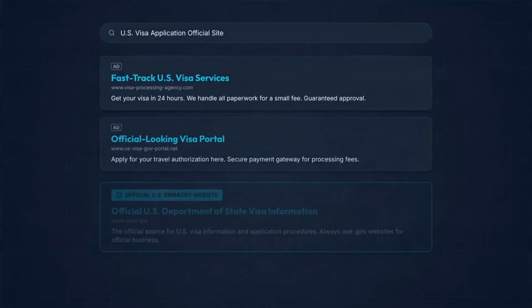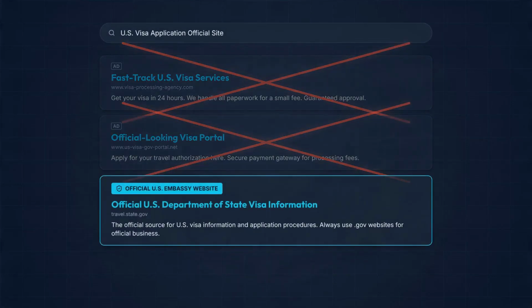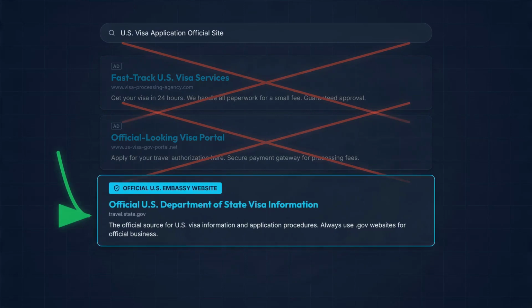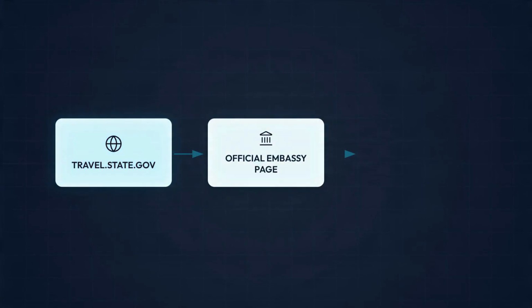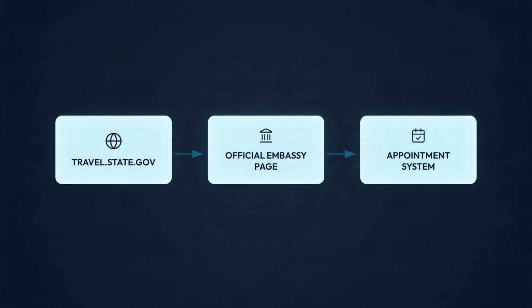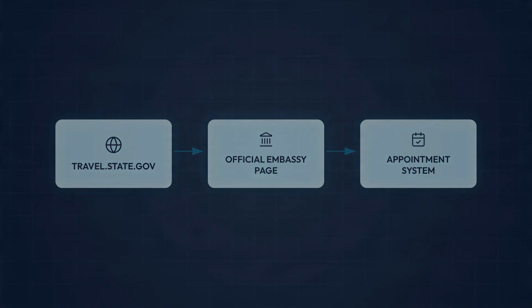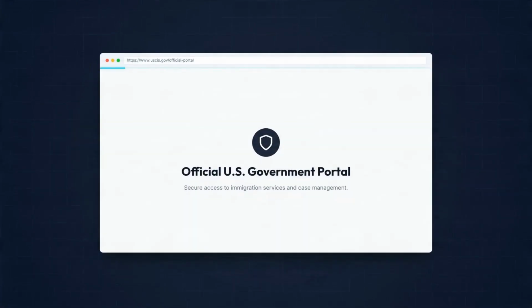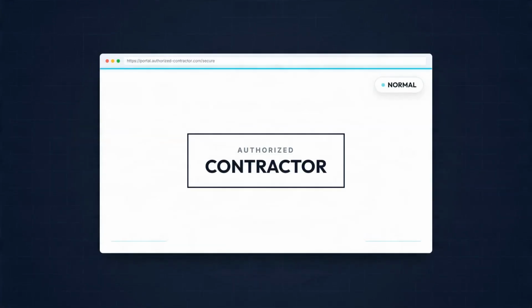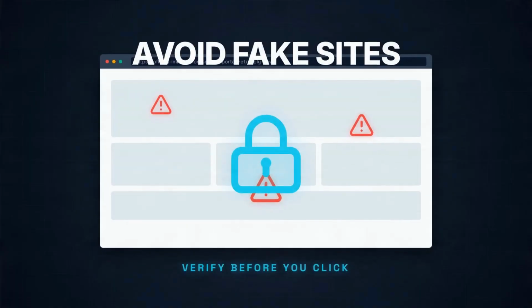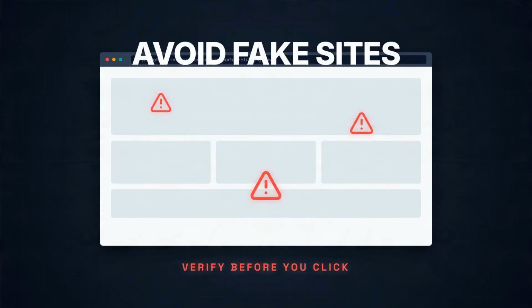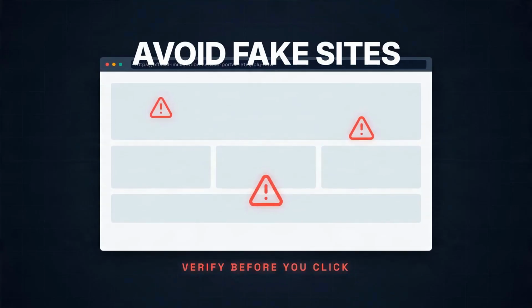Now comes one of the easiest places to make a mistake. There is no single appointment website that every country uses in exactly the same way. Start from the official U.S. Embassy or consulate page for the country where you are applying. Then follow that page's instructions and appointment link. The official government page may send you to an authorized contractor's scheduling system. That is normal. What you should not do is Google a portal name, click the first advertisement, and hand over your passport information and money to a site simply because it looks official.